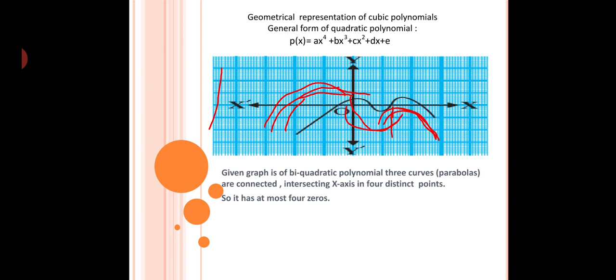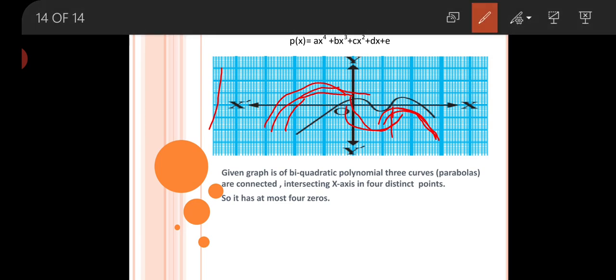Geometrical representation of, sorry, by mistake it's written cubic, you have to understand that it is biquadratic polynomial. Geometrical representation of biquadratic polynomial. The general form of the biquadratic polynomial is ax raised to 4 plus bx cube plus cx square plus dx plus e. And you find that it is intersecting the x-axis in 4 distinct points. Can you find those points? That is 1, that is 2, that is 3, and that is 4.